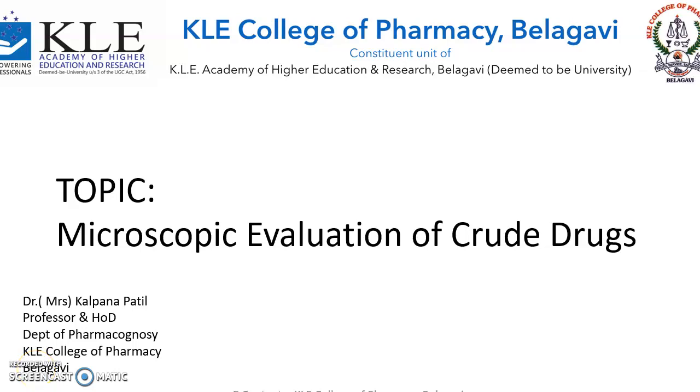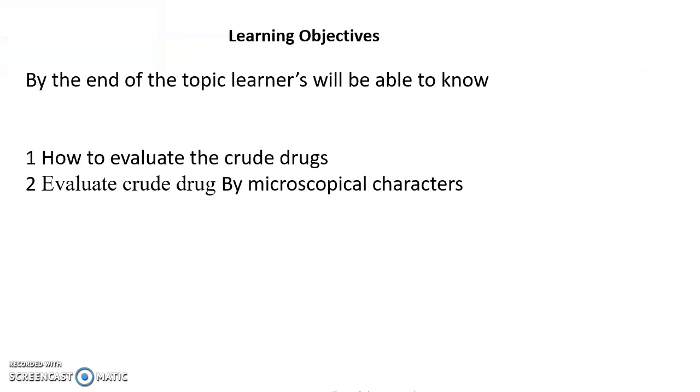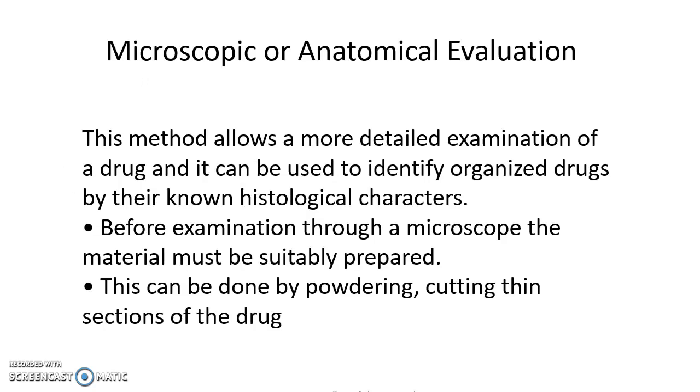So the topic is microscopic evaluation of crude drugs. This evaluation is useful to identify the adulterants present in the crude drug. We have discussed different types of evaluation methods: one is the organoleptic evaluation, second is microscopic evaluation, then chemical evaluation, physical evaluation, and biological evaluation. Out of these, today I will cover microscopic or anatomical evaluation.